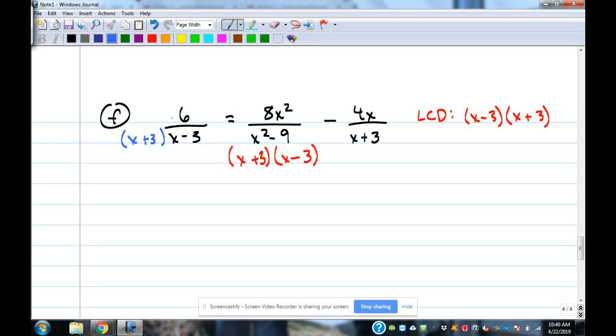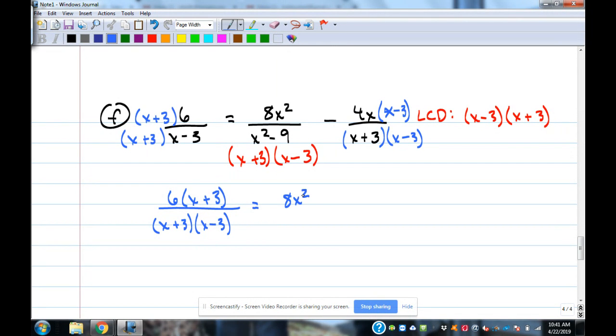Now, what does the first fraction need? It needs an x plus 3 on top and bottom. Does the second fraction need anything? No, that's a good thing. We don't have to do anything to that one. Third fraction needs the x minus 3 part. Okay, so we have 6 parentheses x plus 3 over that common denominator, x plus 3, x minus 3. And then that's equal to 8x squared over x plus 3, x minus 3, minus 4x parentheses x minus 3 over x plus 3, x minus 3.